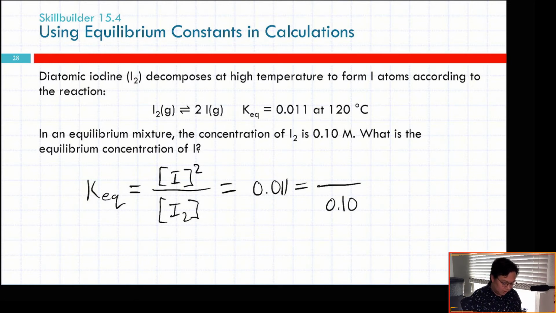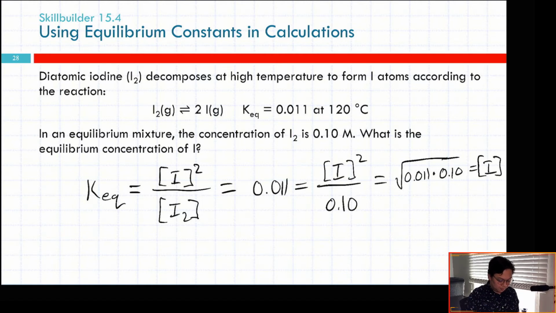0.10 I squared. Again, just a little bit of algebra. And so what we'll end up getting is the square root of 0.011 times 0.10 equals the concentration of I. So 0.011 times 0.1, that. You can do either the square root or you can raise it to the 1/2 power, or the 0.5. And our iodine concentration is going to be 0.033 molar.